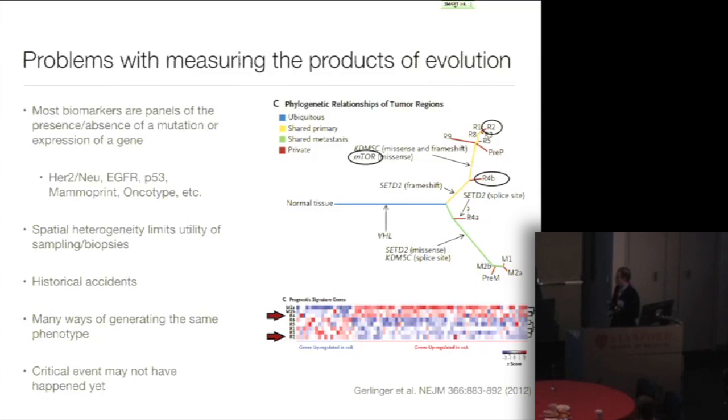Many of the mutations are, of course, stochastic, so they're historical accidents. The evidence so far is that there are many different ways of building a tumor, many different sets of mutations. So if you have a particular mutation, you may only be predicting the relevance for a minority of cancers of that type. Of course, since it's stochastic, the critical mutation that determines the future of that tumor may not have happened yet when you take the biopsy. So these are all major limitations in using the products of evolution as your biomarkers.